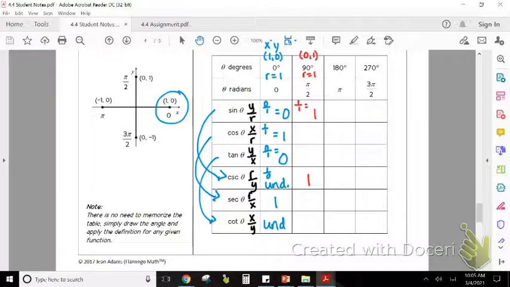Cosine is x over r, so we get 0 over 1, which is 0. Its reciprocal, secant, the reciprocal of 0 is undefined. Tangent is y over x, so it's 1 over 0. Can't divide by 0, so that's undefined. Therefore, its reciprocal, cotangent, the reciprocal of undefined, is 0.